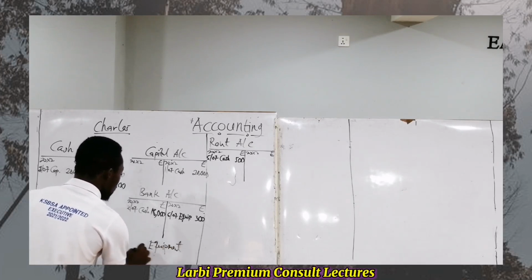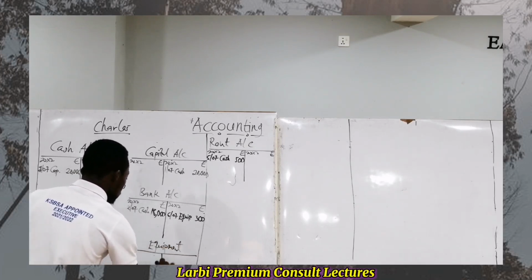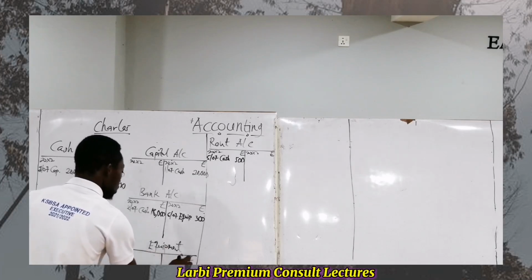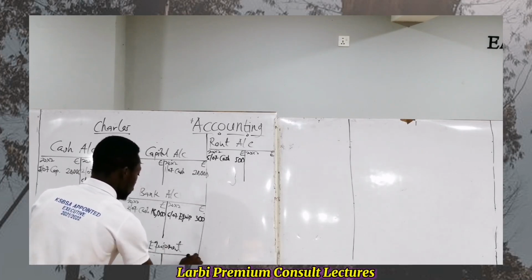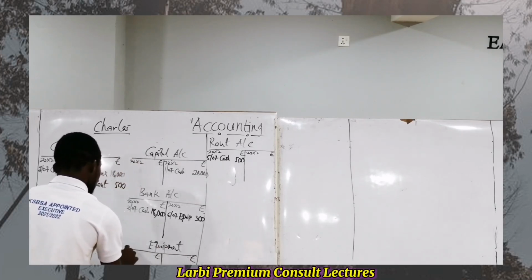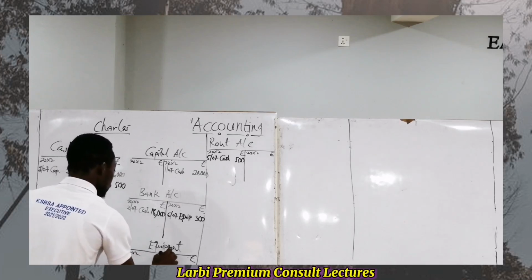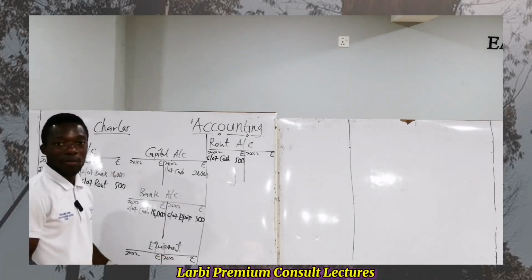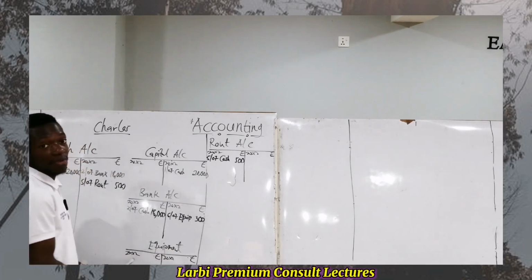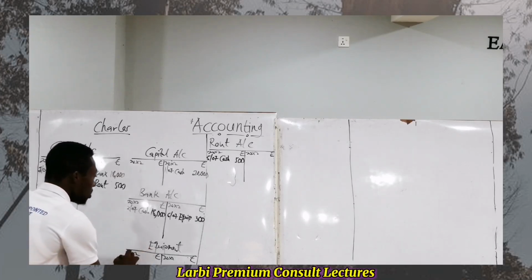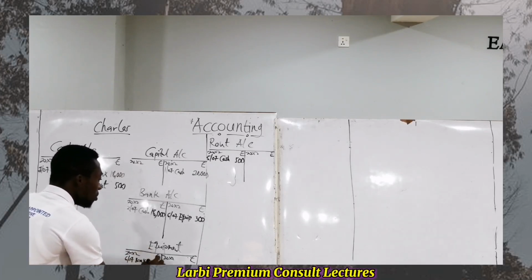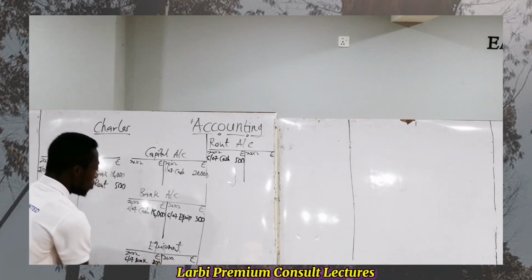Equipment. So since equipment is an asset, it's going to have a debit balance because you have credited what? The bank account as payment. So you are going to record here 6 July in the name of what? Bank. And then you record 300 euros and you are good to go.